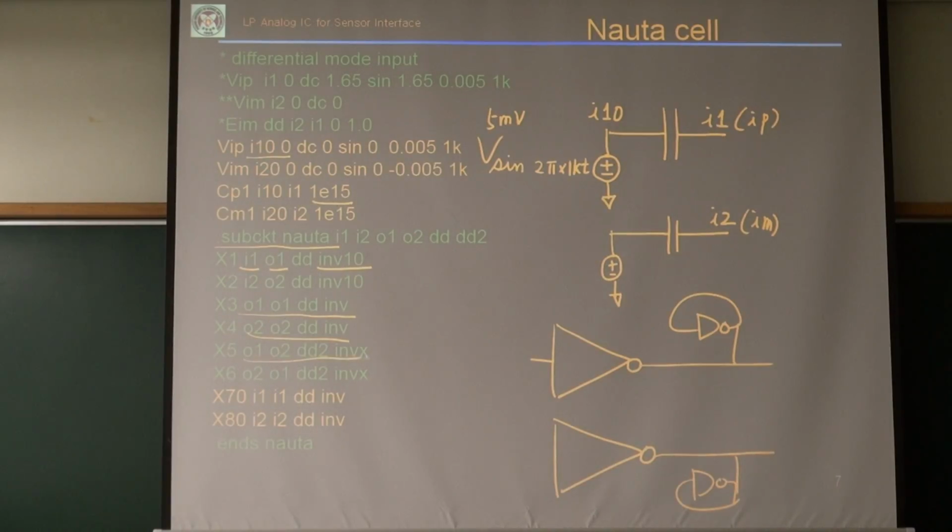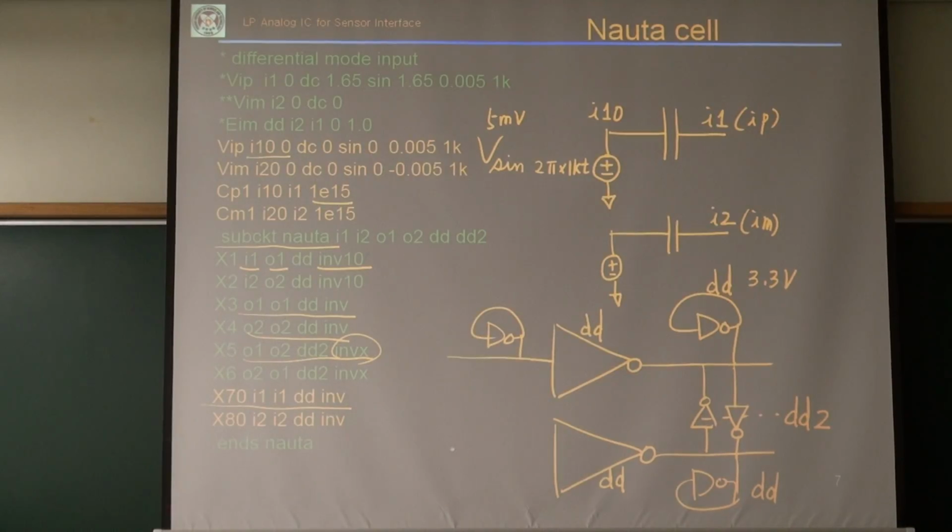And then cross-coupled inverter, inverter X, right? That inverter X is connected to DD2. This is connected to the supply of DD2. All those are connected to DD. DD is 3.3 volt, right? 3.3 volt. DD2 can be higher or lower than 3.3 volt. Okay. So I have a small inverter there for biasing here.